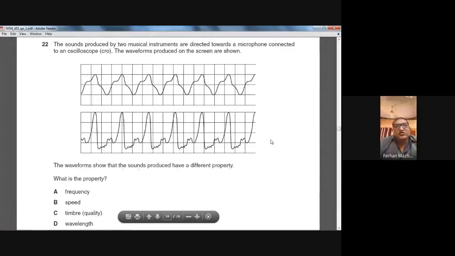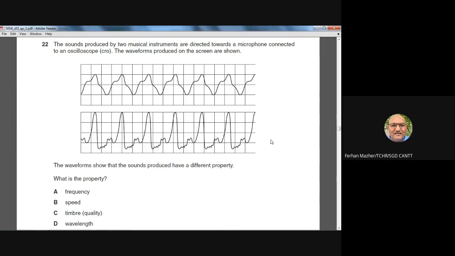Two sounds produced by two musical instruments are directed towards a microphone connected to an oscilloscope. The waveforms produced on the screen are shown. The waveforms show that the sounds produced have a different property. If you look at these waves carefully, their amplitude. So I think this is the mean position. This goes one step upward and one step downward. So its amplitude is like 1.